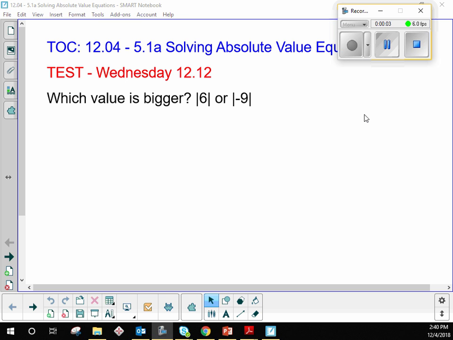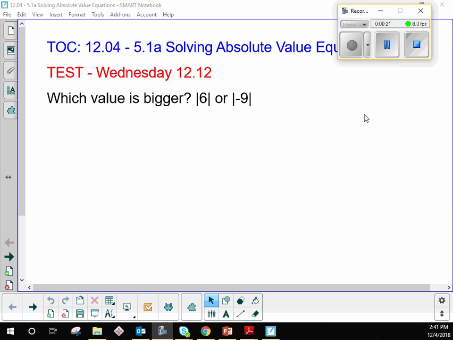Okay, so this is really easy, right? But there's a bigger reason why I put this up here. If you're not paying attention to the absolute value bars, and you're just looking at the 6 and the -9, what would you say to answer this? If I asked you which is bigger, you'd say 6, right, if you're not paying attention.